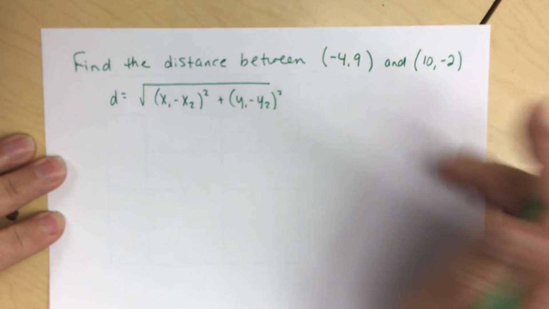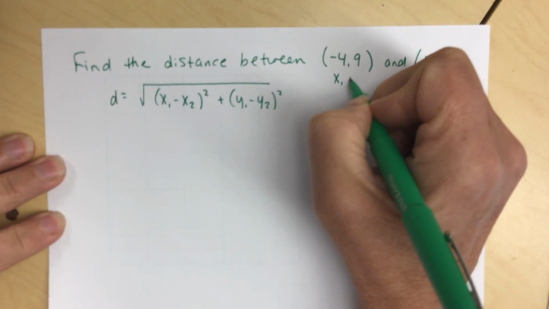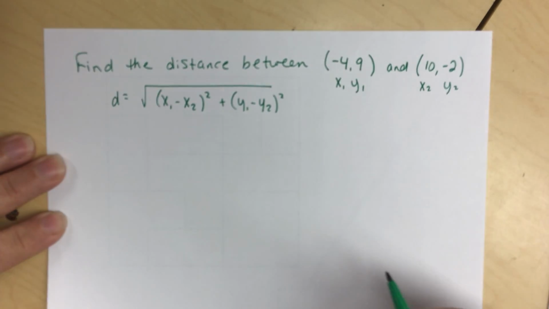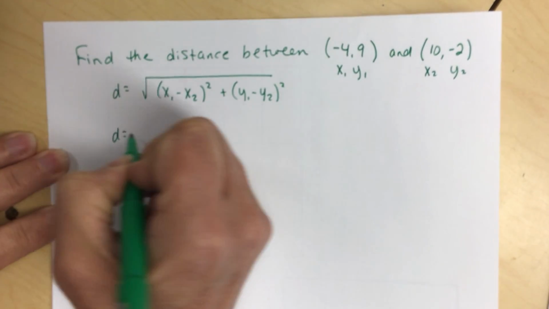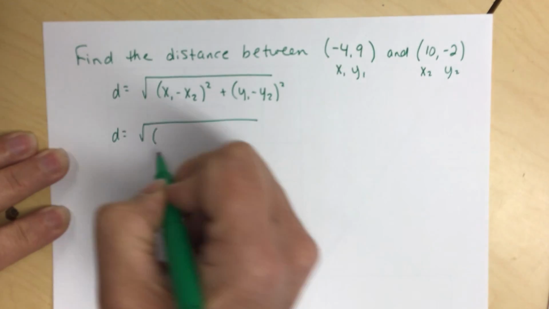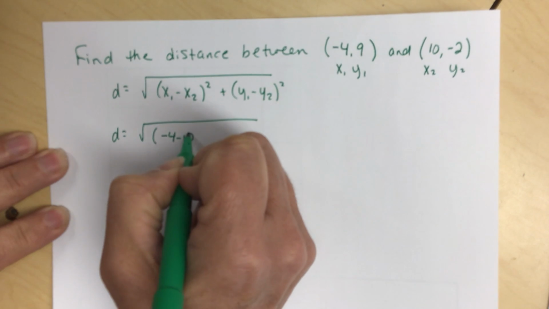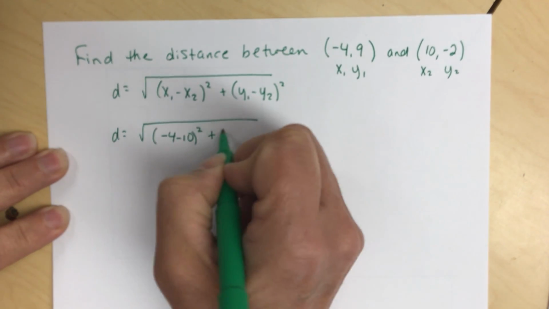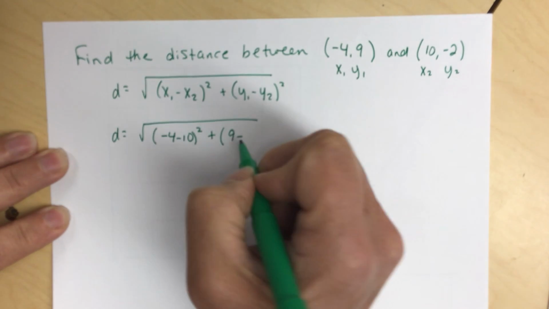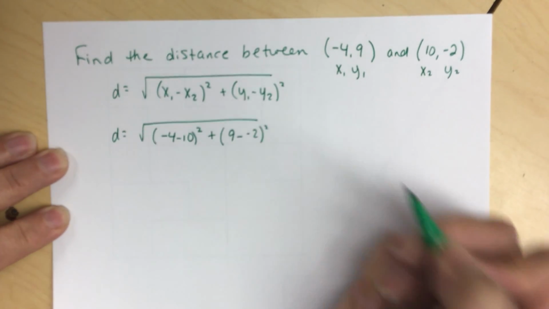So let's label our points up here. This is x1 and y1. This is x2 and y2. So our distance is the square root of -4 minus 10 squared, and y1 is 9, so 9 minus -2 squared.